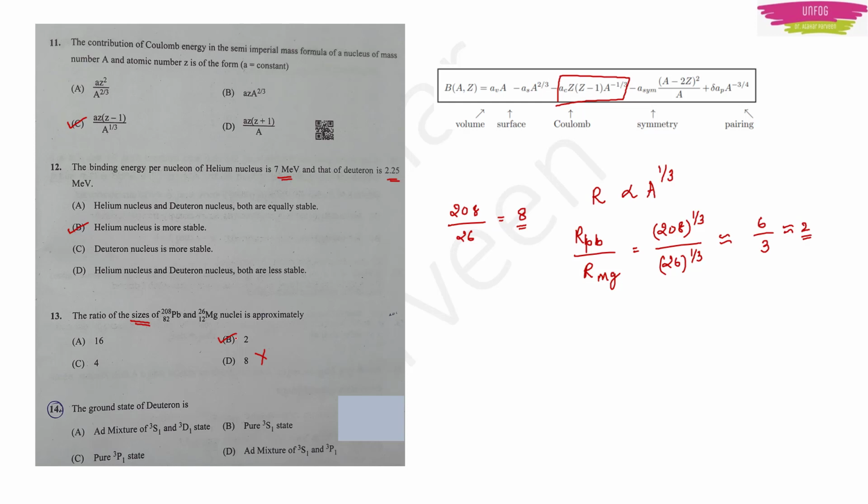Moving to question number 14. The ground state of deuteron is a mixture of. Actually, ground state of deuteron, it is a mixture of 3S1 and 3D1. Here 96% of 3S1 will be there and 4% of 3D1 will be there. So option A, a mixture of 3S1 and 3D1 state is the right answer.